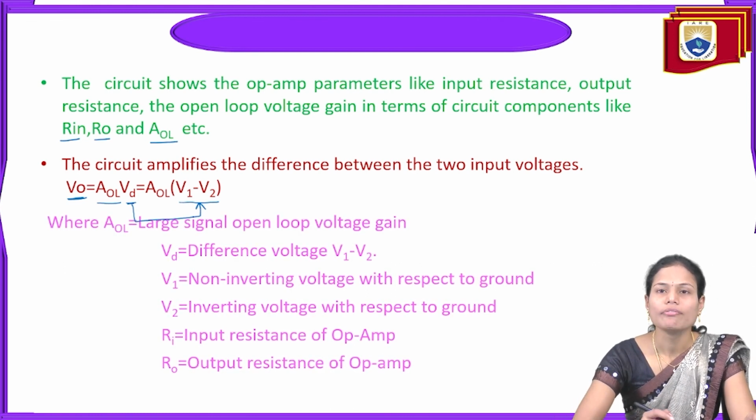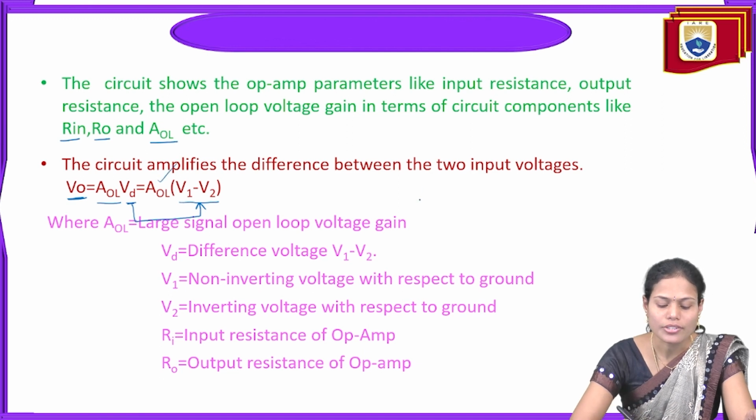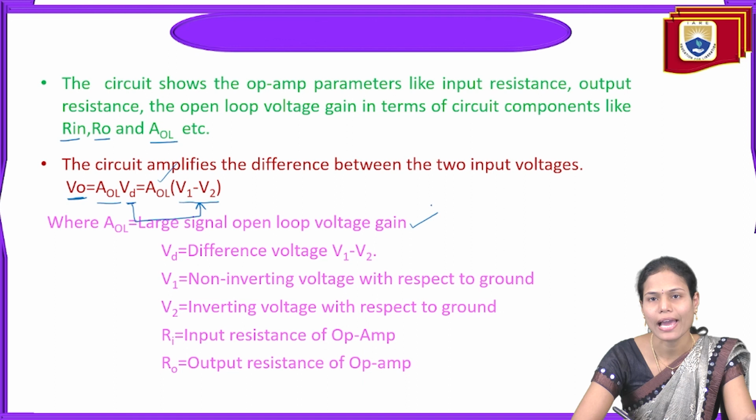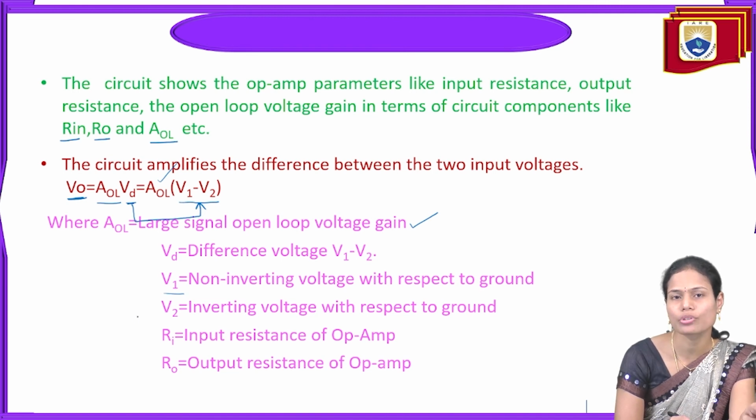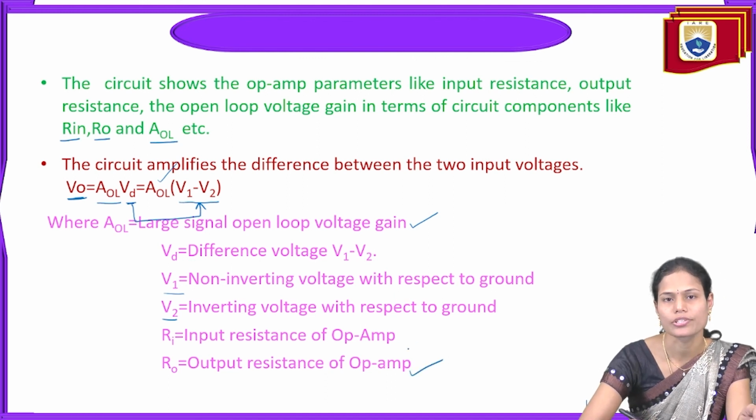Here AOL is the large signal open loop voltage gain of the operational amplifier, and VD is the difference voltage of the two applied input signals V1 and V2. V1 is the non-inverting voltage with respect to ground, that is, for the positive terminal we provide the V1 voltage, and V2 is the inverting voltage with respect to ground, that is, for the negative terminal we provide the second voltage V2. RA is the input resistance, R0 is the output resistance of the operational amplifier.